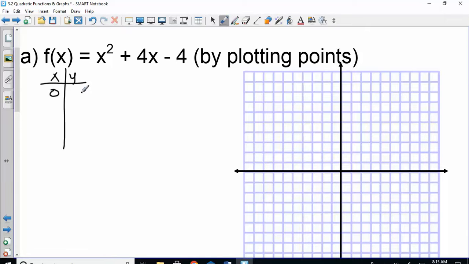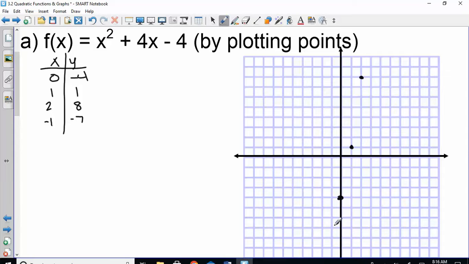0. So if we put in 0, we get out -4. Okay, if I put in 1, I get 1 plus 4 minus 4, which is 1. If I put in a 2, I get 4 plus 8 minus 4, so we get 8. Do I need more positive numbers? No, it's just going up. So if I put in some negatives, if I put in -1, I get 1 minus 4 minus 4, so -1 gives me out -7.